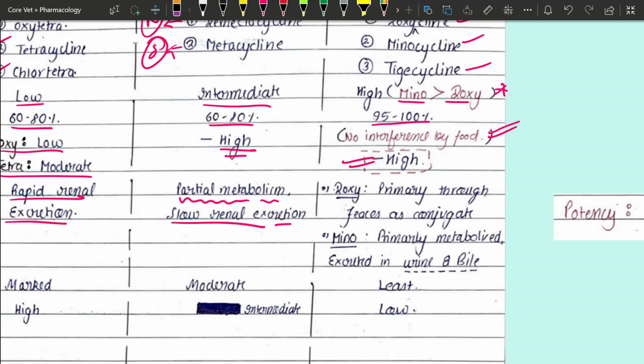Because see, the majority of antibiotics are generally metabolized in the liver and then excreted through the renal route. Okay, but there are only a few which are excreted through the feces, right? So among those few, it's doxycycline, right? So the primary route of doxycycline excretion is the feces, okay, as a conjugate, right? And the primary route for minocycline is that first of all it is metabolized and then excreted in the urine as well as in the bile, right?